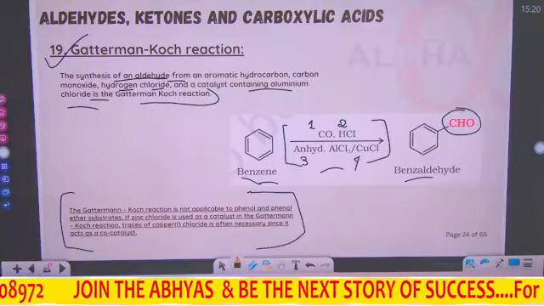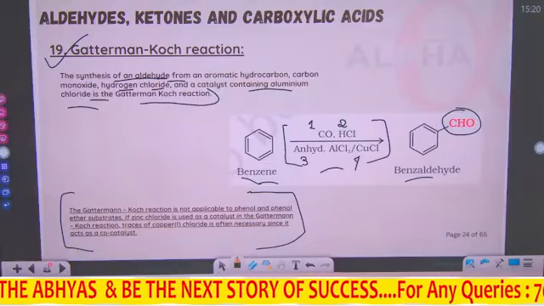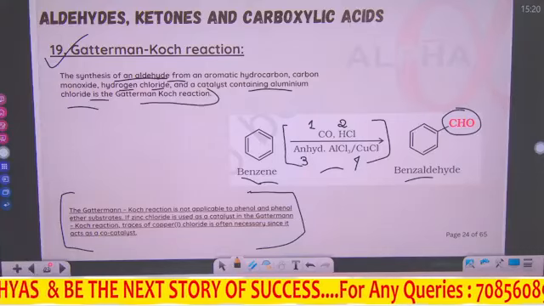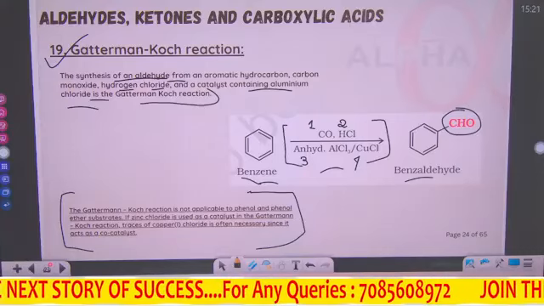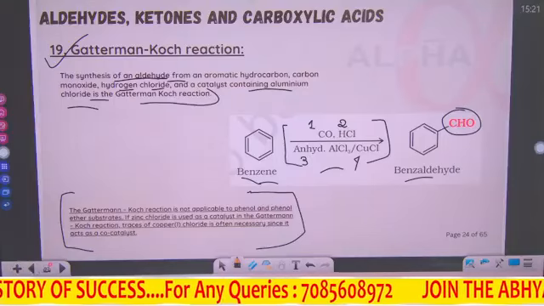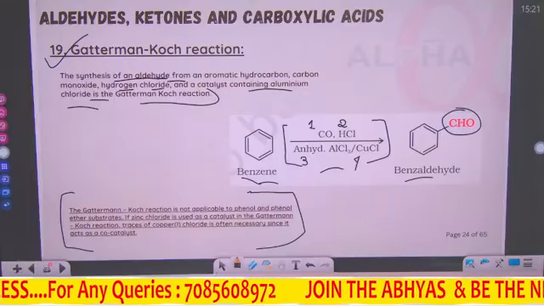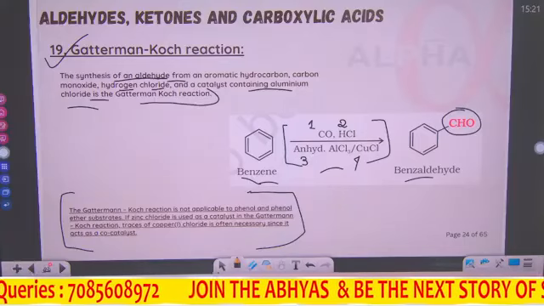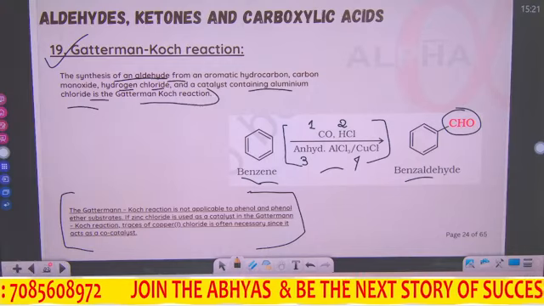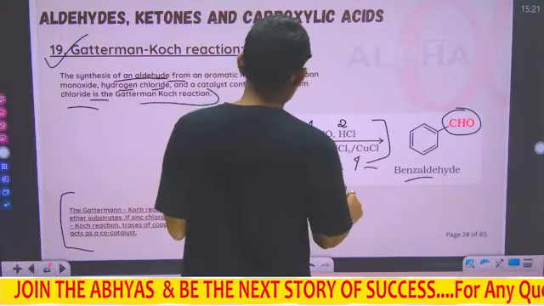For those unable to see, I am reading it for you. The Gattermann-Koch reaction is not applicable to phenol or other phenol ether substrates. If zinc chloride is used as a catalyst in the Gattermann-Koch reaction, traces of copper chloride is often necessary since it acts as a co-catalyst. If you just need a trace amount, here also ZnCl2 is used.